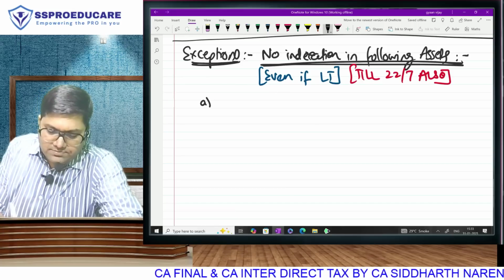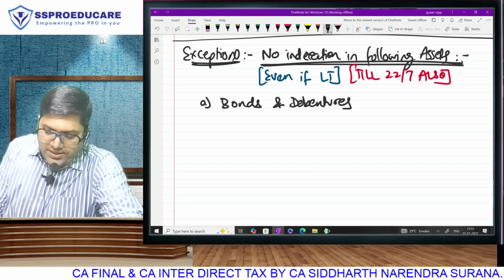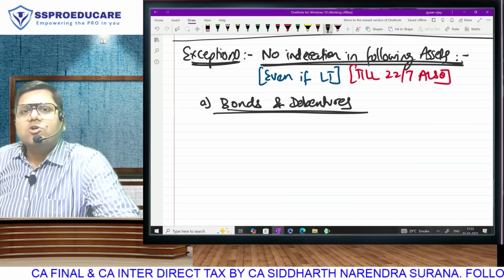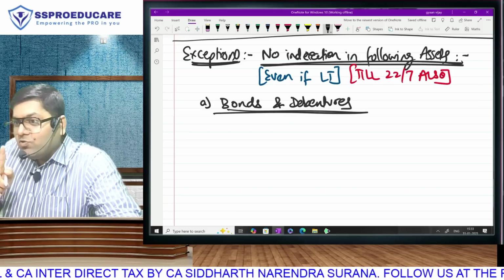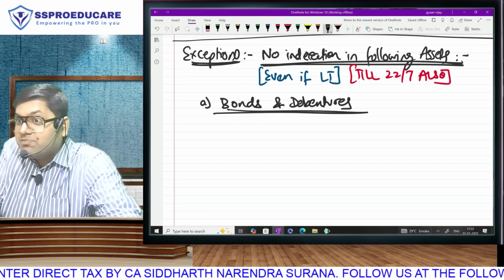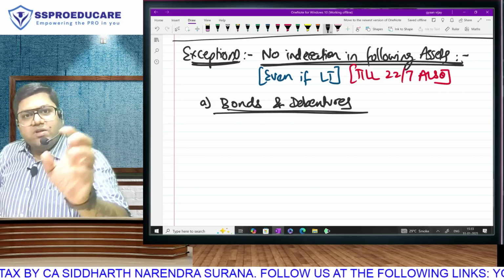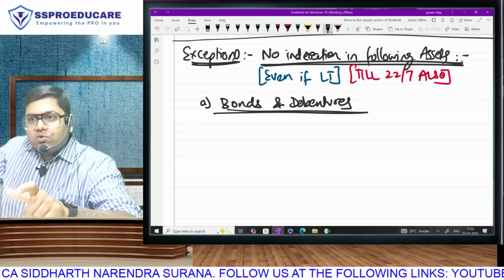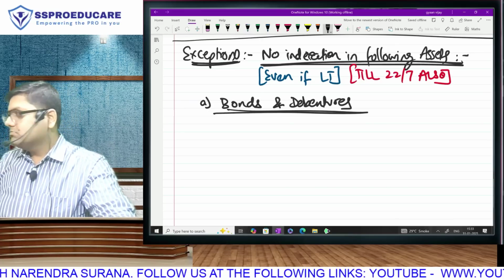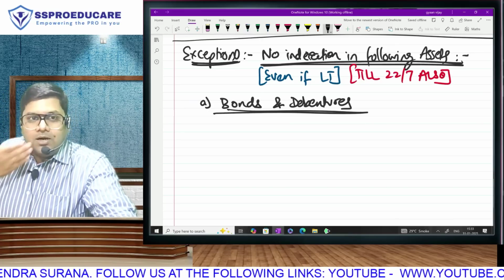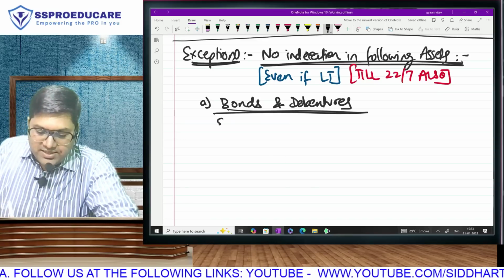What are these assets? One: bonds and debentures. No indexation. Why, sir? See, what is the logic of indexation? Inflating your cost for the risk taken. Anyone who remembers the logic of indexation, remember that we have lost some interest. If we take bonds and debentures, we have not lost any interest. We have consistently earned our interest. So at the end of that holding period, when I sell my bonds and debentures, the profit is profit of my asset only. There is no opportunity cost. Understood? Why no indexation on bonds and debentures? But there is an exception.